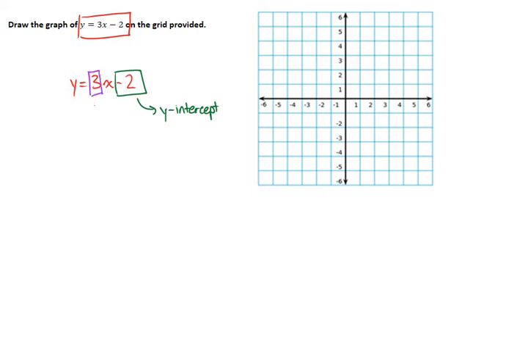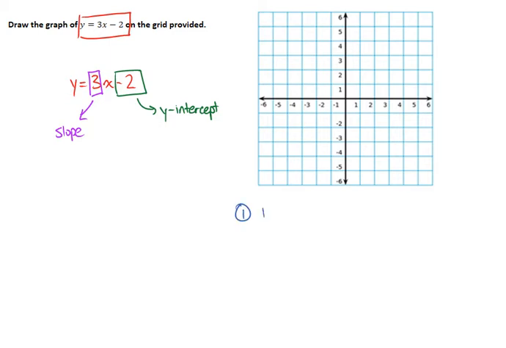The coefficient of the variable, or the number that multiplies the variable, in this case x, is called the slope of the line. And really, these are the only two pieces of information you need to graph any line. So when you're graphing the line, it's pretty straightforward.